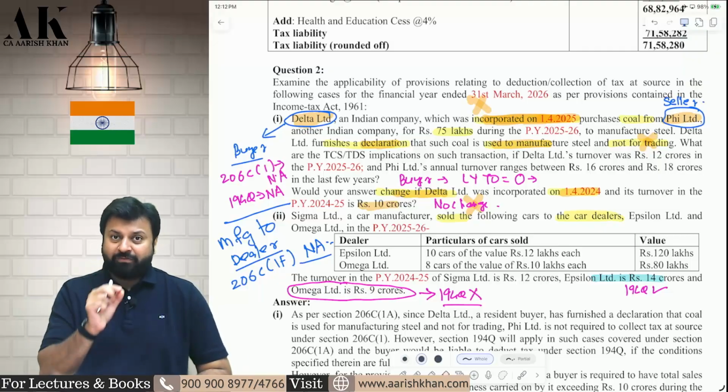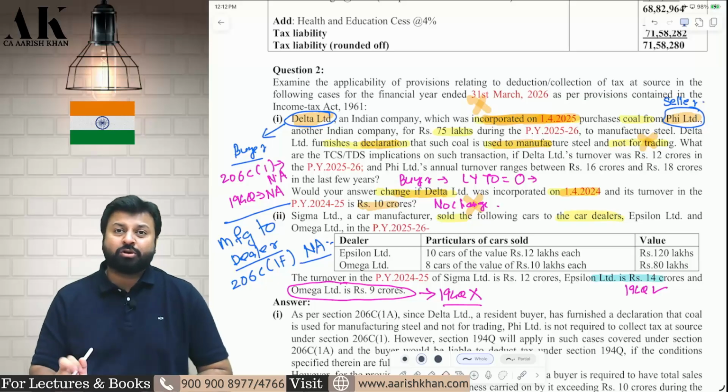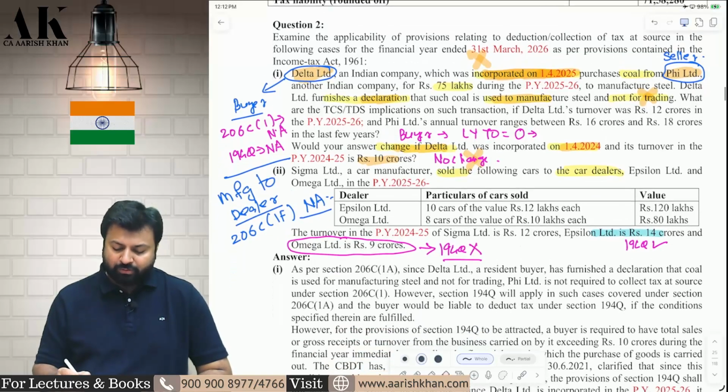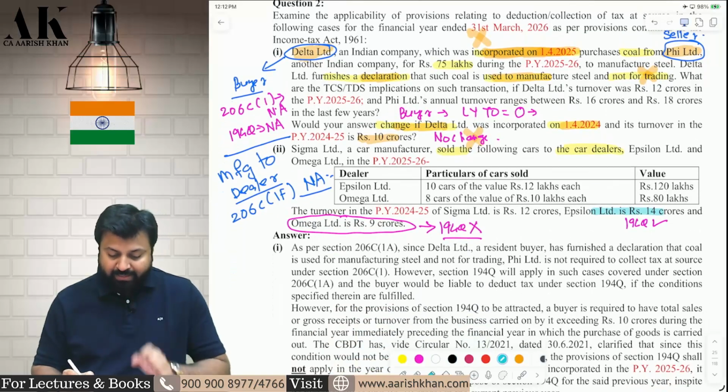I hope it is clear to all of you. See how they are exactly asking the questions on margin. Exact 10 crore, if it is last year business turnover, 194Q is not applicable. Even in that case, 194Q is not applicable. Next one, let's go ahead with the next question.